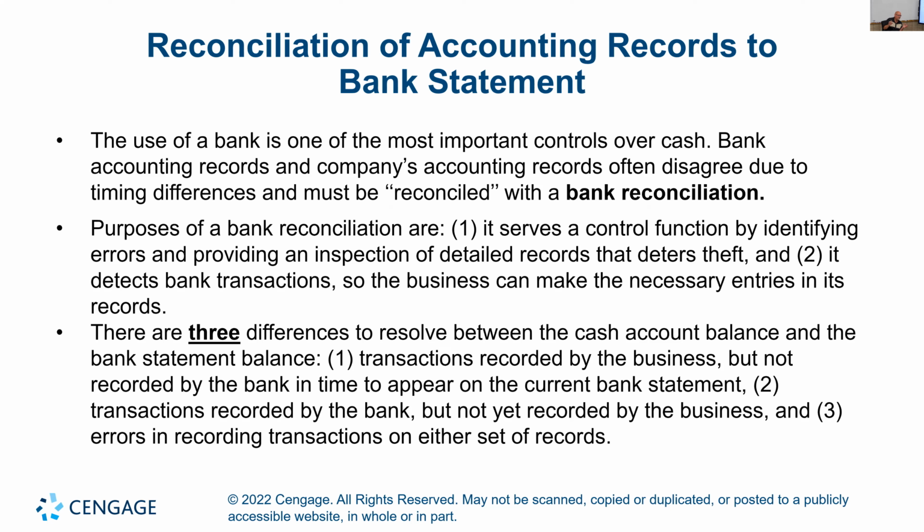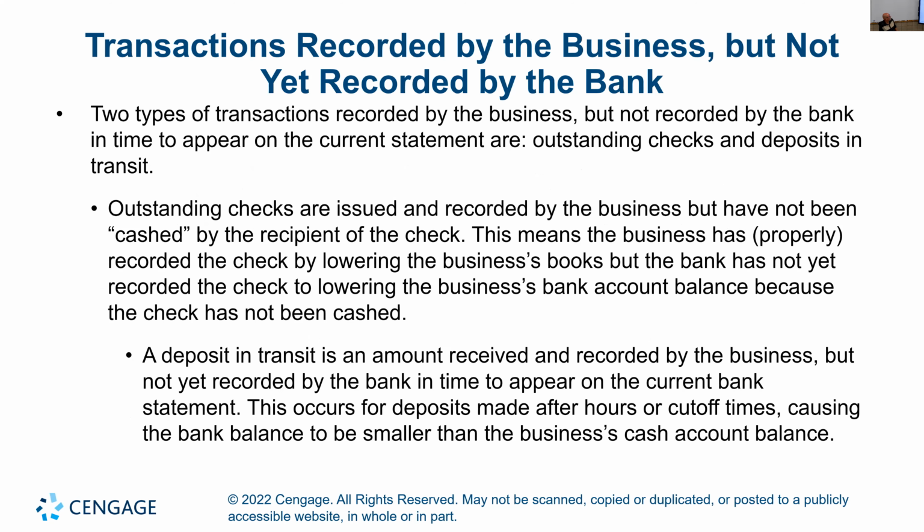Okay. There's 3 different reasons for that. One, there's some stuff that has been recorded by the business that has not got to the bank yet. Two, there's some stuff that the bank has done, some internal charges, that we do not know about as a business until we get that bank statement, and we need to make some adjustments. And 3, there are errors in reporting adjustments. Okay, so transactions recorded by the business, but not yet recorded by the bank.